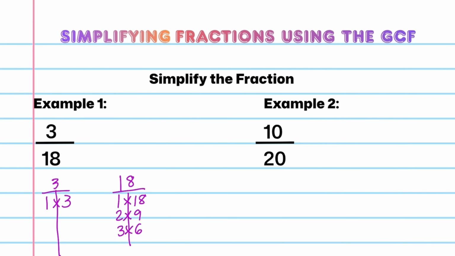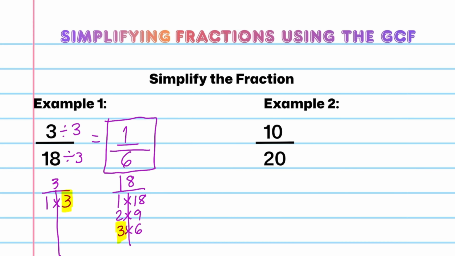So now I've listed the factors. Now I need to identify my GCF. The biggest number that 3 and 18 have in common is 3. So my GCF is 3. Now we're going to divide the numerator by 3 and the denominator by 3 to simplify the fraction. 3 divided by 3 is 1. 18 divided by 3 is 6. So 3 over 18 simplifies to 1 over 6.